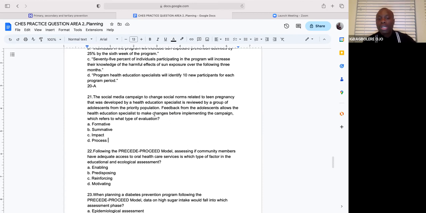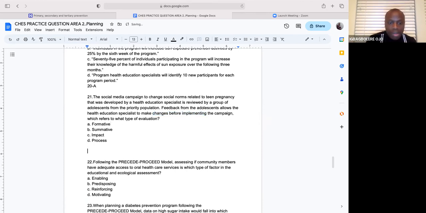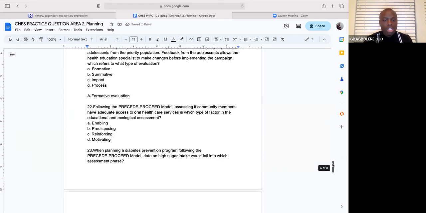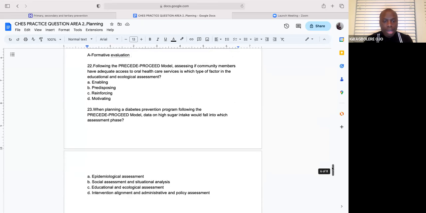So the question is basically asking us before implementation. So that will be formative evaluation. Formative evaluation, okay?